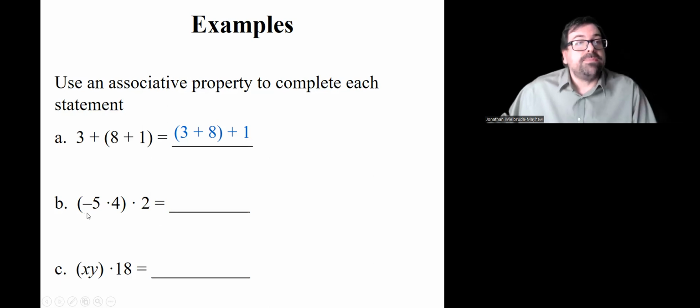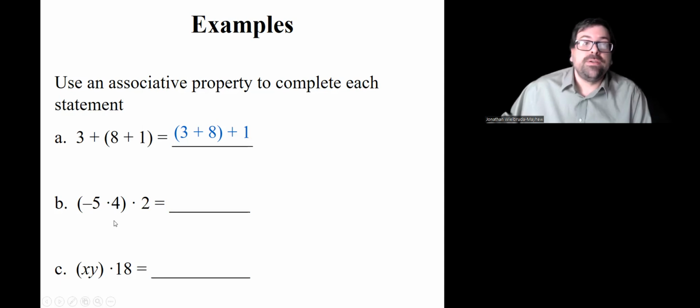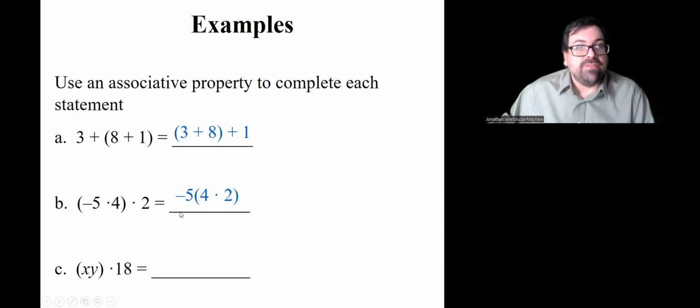Here in B, we're multiplying negative 5 times 4 times 2, and it's showing the grouping of negative 5 times 4 first. We can move that grouping over to the 4 times 2, and instead multiply those first and then the negative 5 last.